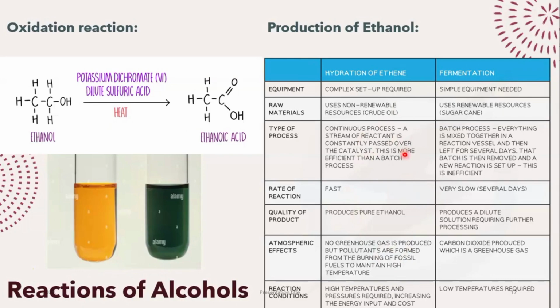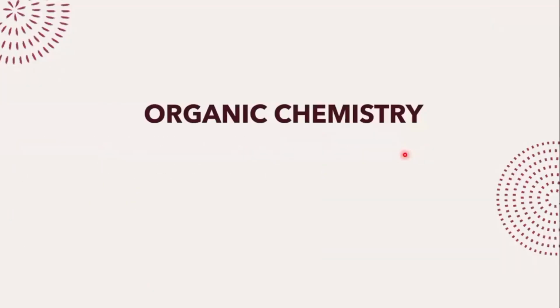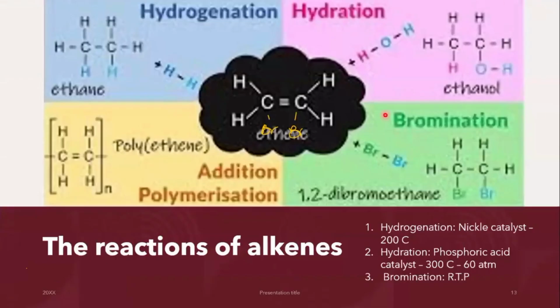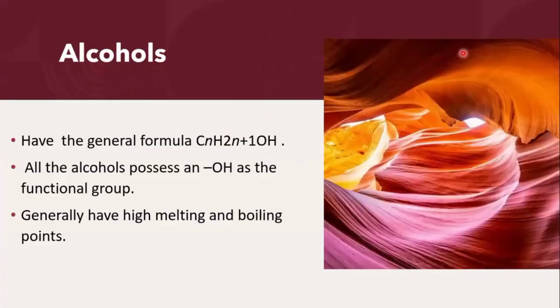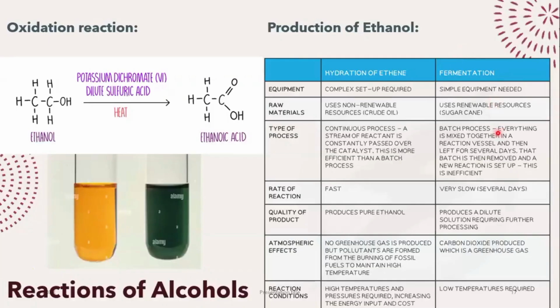There are two possible methods that we have. One method is hydration of ethene. This is a method that you and I have already discussed over here, right? We took ethene, we reacted it with steam, and we got alcohol, ethanol, right? So that's the first method. The second method is fermentation, right? Fermentation is what you do when you take sugar, add yeast to it, and the yeast is going to convert the sugar into ethanol. So those are the two processes that we have: one, hydration of ethene, and the other one is fermentation.